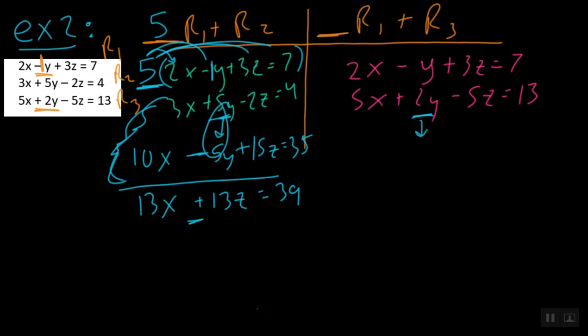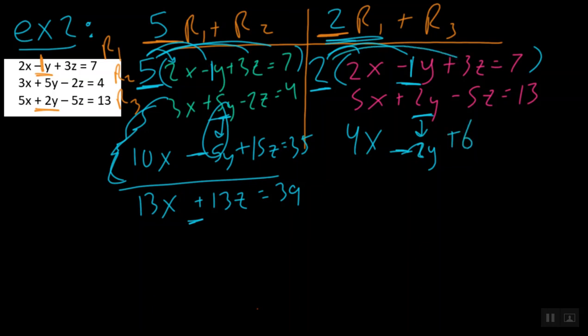And what gets rid of a positive 2y? Well, a negative 2y. So we go up here and we say, we have a negative 1y, and the question is, negative 1 times what number gets me a negative 2? Well, negative 1 times 2. Okay, so 2 times row 1 plus row 3. What does 2 times row 1 really look like? 2 times 2x is 4x, 2 times negative 1y is negative 2y, 2 times 3z is plus 6z, and 2 times 7 is plus 14, and now we can just add straight down.